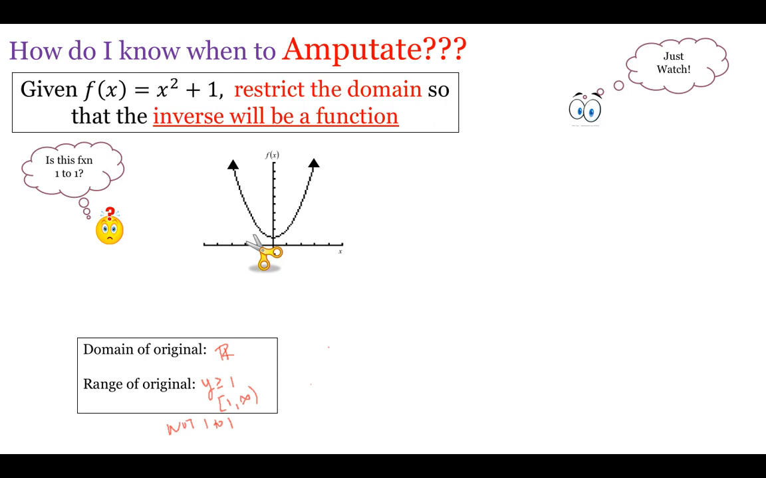So we're going to cut off half of the graph. This is where it starts to fail. If I'm going from left to right, this x value at 0 is where it starts to fail. It's where it starts to go back up and repeat y values. That's where our issue is. So I'm going to cut off half the function. See ya.